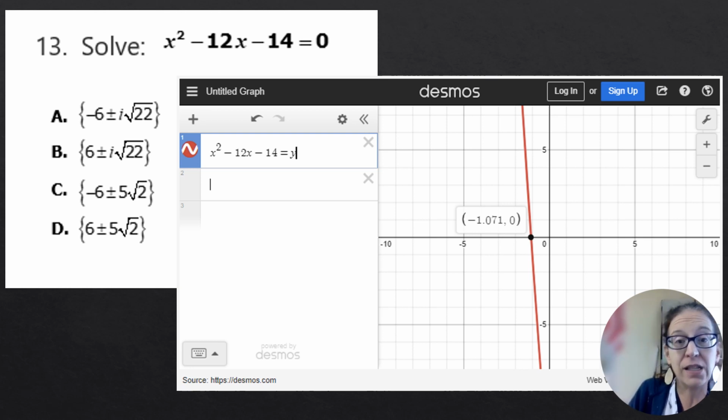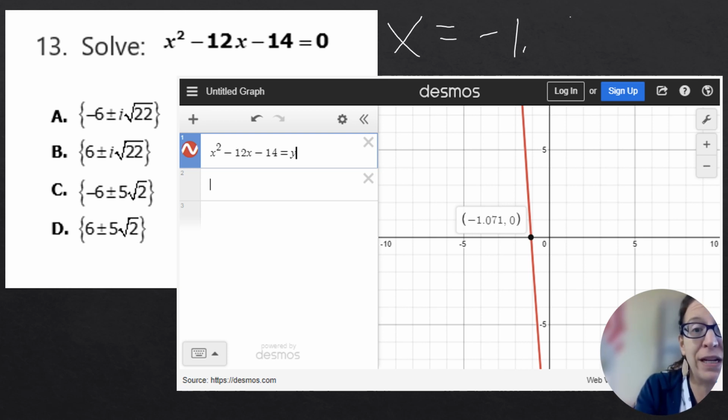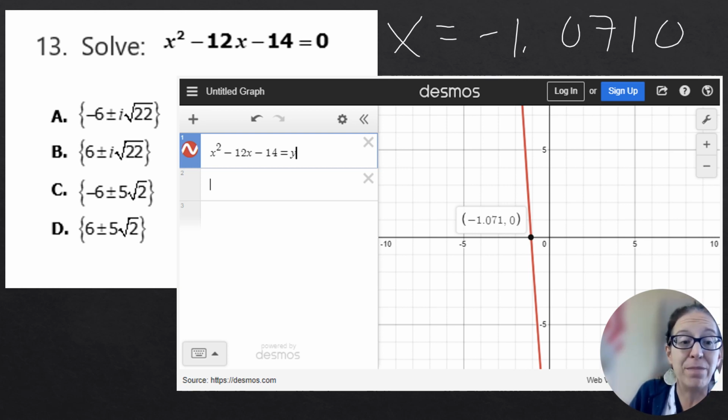And what I did was I wrote that down. So we know that x equals negative 1.0710 is one of the answers. And that's super good news because what that means is that this is not imaginary. So it's not A or B because I'm able to see one of the roots. Now I'd like to be able to see both of the roots, but of course not. Now you should be able to see them.